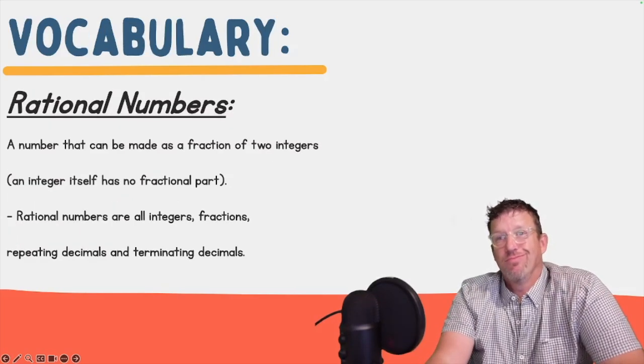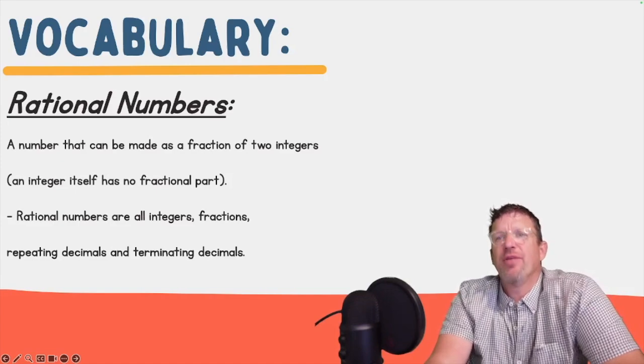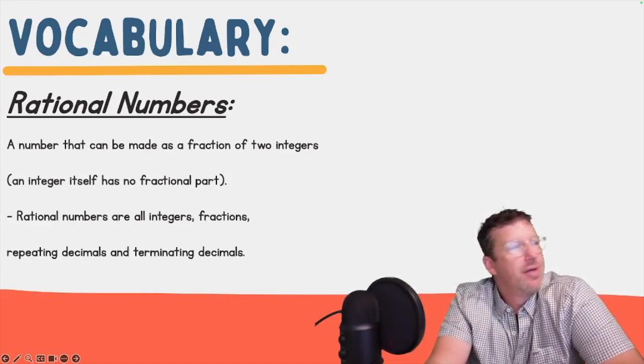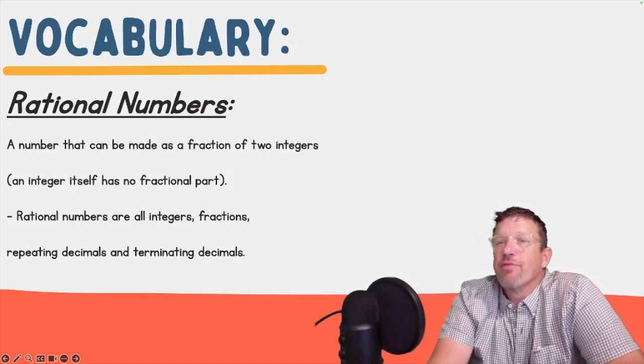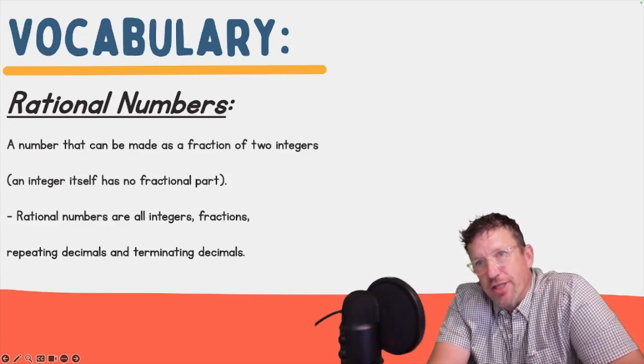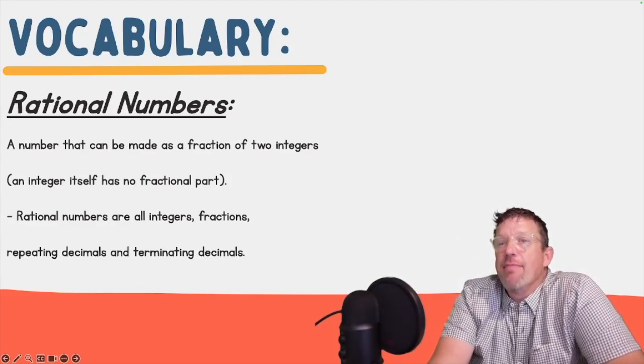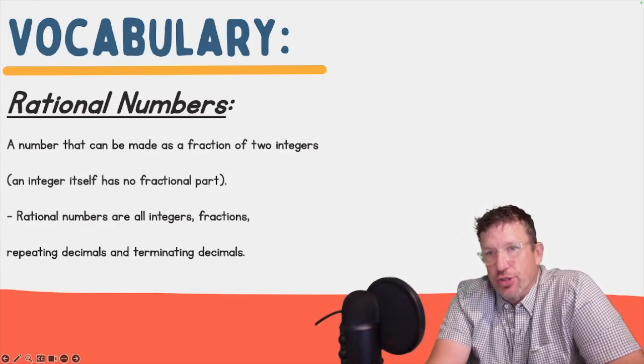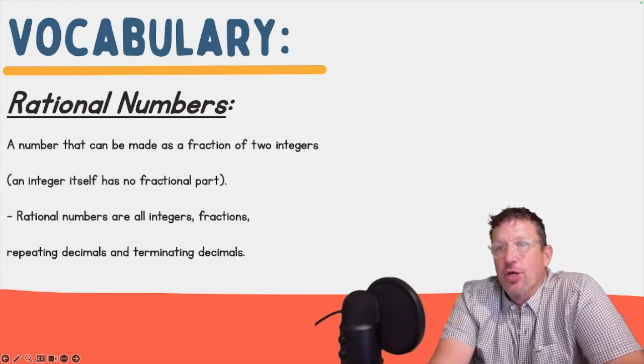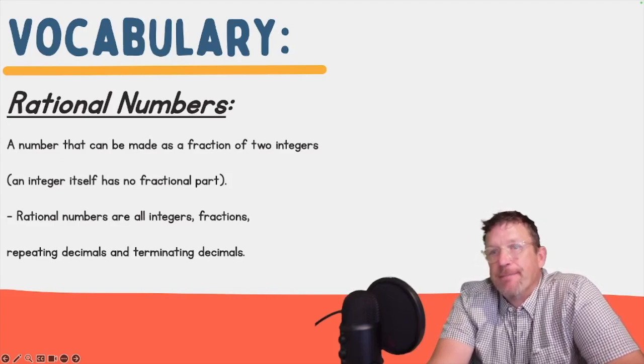Well, rational number. What are you talking about, rational number? I don't even know what that means. Well, let's talk about it. A rational number is a number that can be made as a fraction. This is such a wordy definition, but it's a number that can be made as a fraction of two integers. An integer itself has no fractional part.